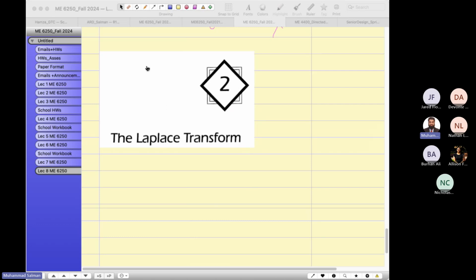For example, let's look at this problem. Can you guys see my screen? Oh no, they cannot see. Let me share with them the whole screen.